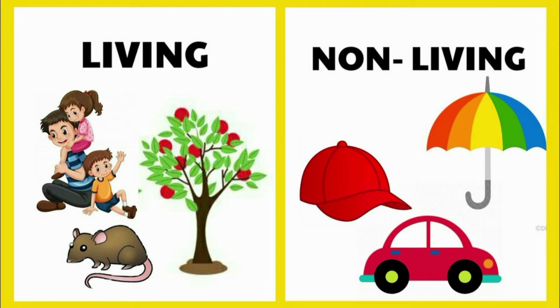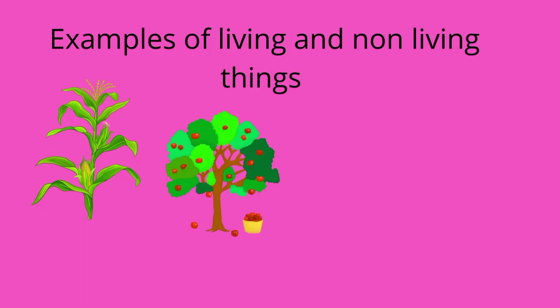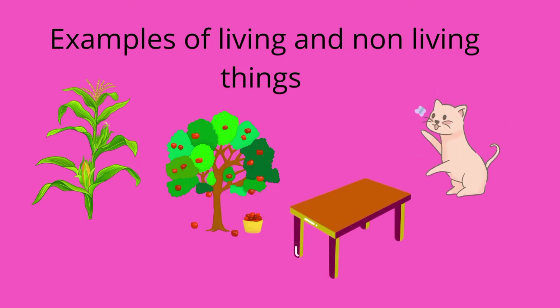So now we're going to be seeing examples of living and non-living things. Number one, we have maize plant. Remember, I didn't say maize. Maize plant is different from maize because the plant is still in the ground. That means it's alive. That's why it's a living thing. So when you uproot that maize plant, the maize itself is not a living thing. Another one we have is the apple tree. Then we have animals such as cats, dogs, and rabbits. All of these are living things.